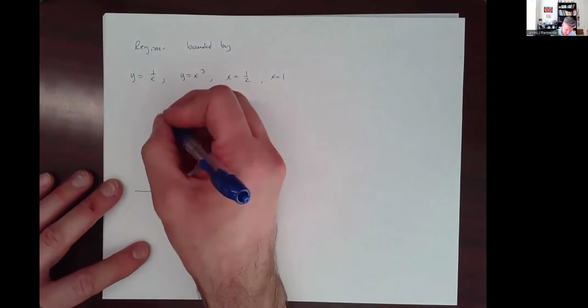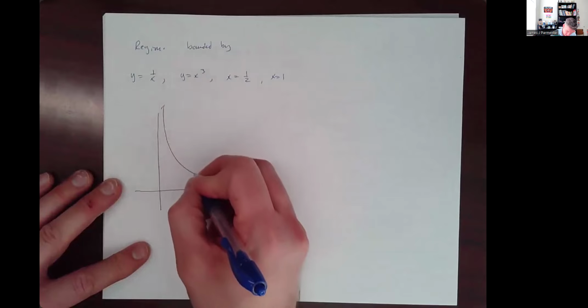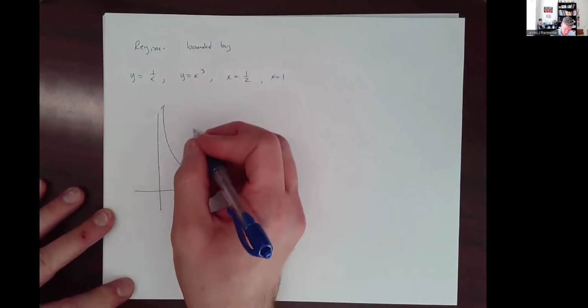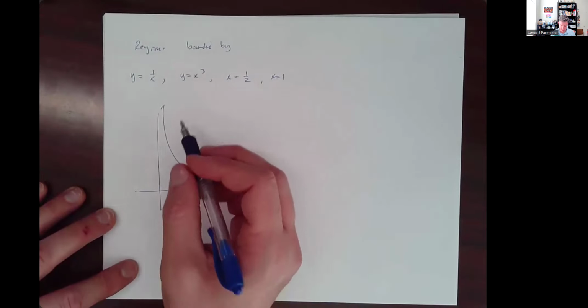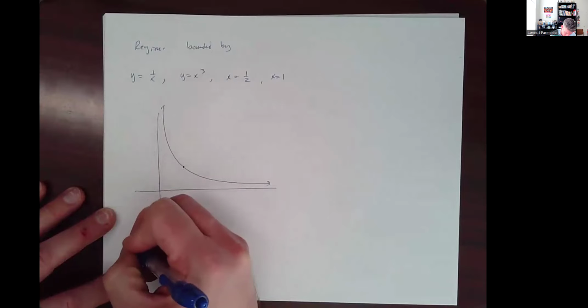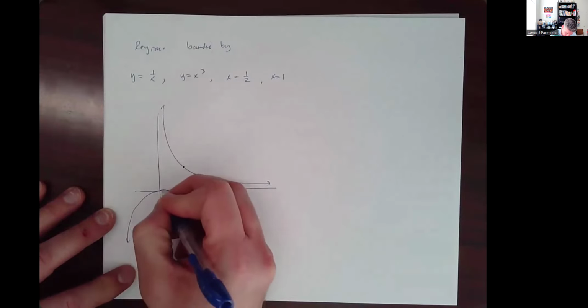So y equals 1 over x, it's like this. Y equals x cubed kind of does this. They're probably going to intersect at 1, 1, like x is 1, y is 1, so they're going to intersect right there. So y equals x cubed kind of does this.